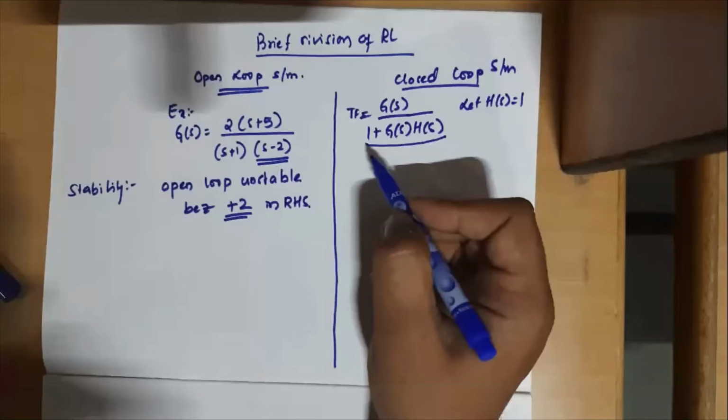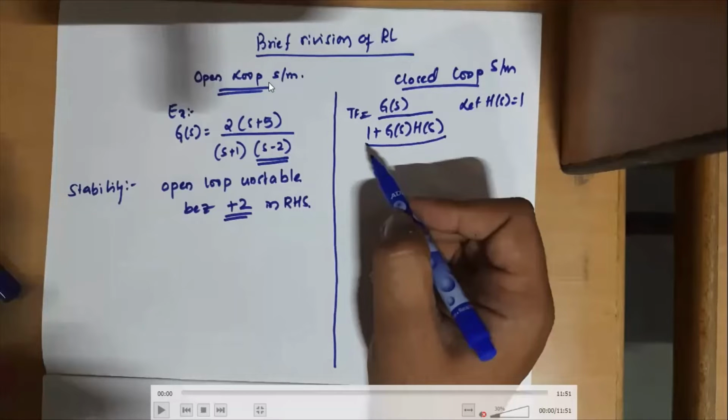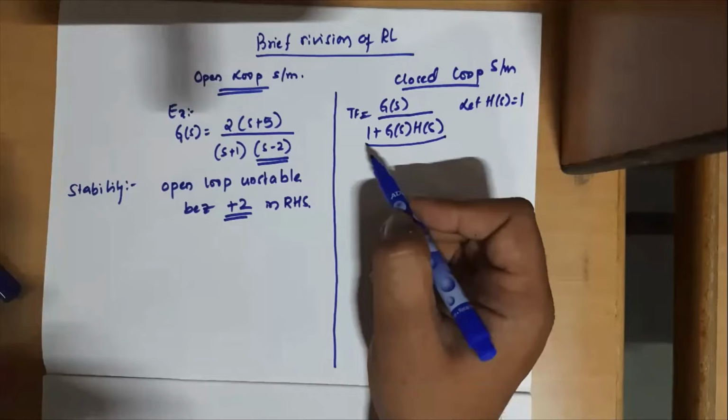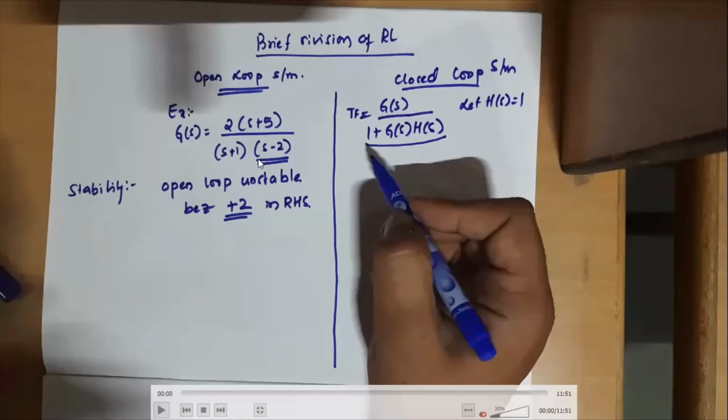I'll make a brief revision here, because one guy had raised a query yesterday. He is getting confused between open loop system and closed loop stability. So for that sake, I will revise again. Look at this write-up. We have open loop system and closed loop system. The open loop system is given by this transfer function that is well known to us. Suppose we have a transfer function like this: 2 into s plus 5, divided by s plus 1 into s minus 2. So this is the open loop system.